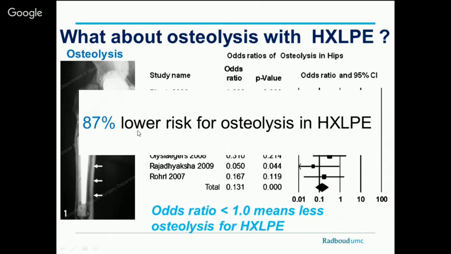And in fact, in terms of osteolysis, so the effect on bone resorption, it is 87% lower risk. So that is really very good news. And I think we have now enough proof to use highly cross-linked polyethylene. Okay, so we had ultra-high molecular weight polyethylene, and now we have highly cross-linked, ultra-high molecular weight polyethylene.